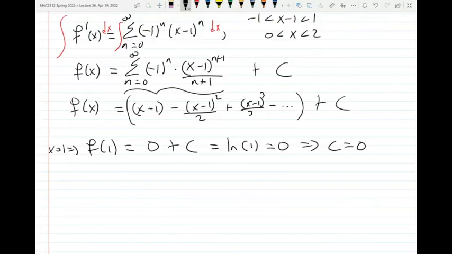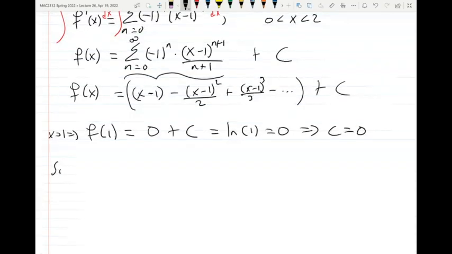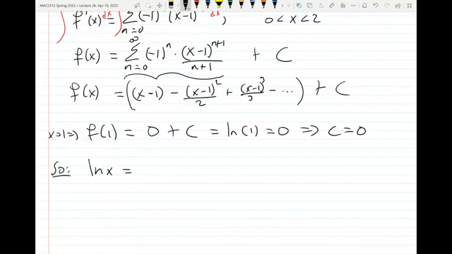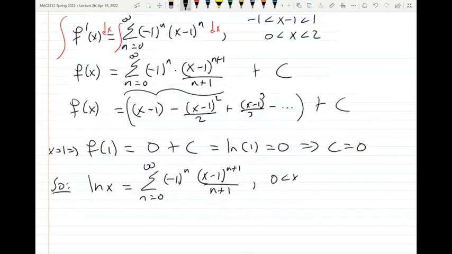Do you understand this? Yes. Okay. So that means that ln of x, which is a function f of x, is going to be the sum from 0 to infinity of negative 1 to the n times x minus 1 to the n plus 1 over n plus 1. And this is valid as long as x is between 0 and 2.